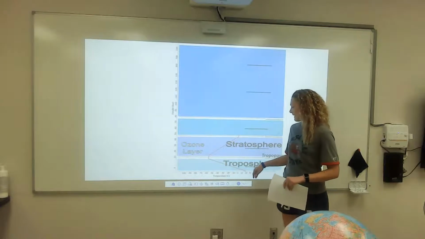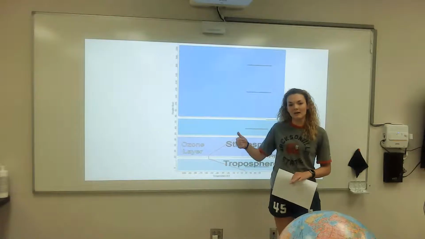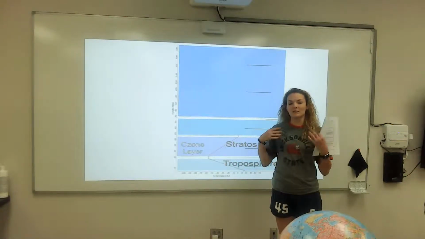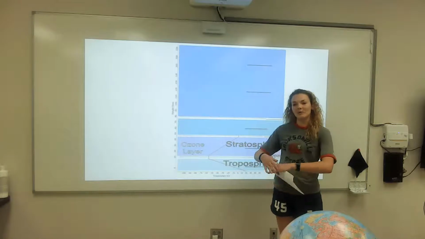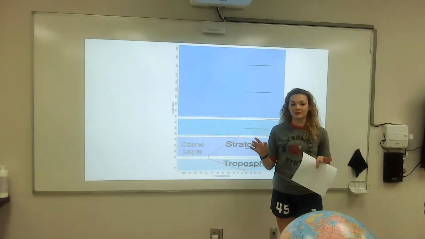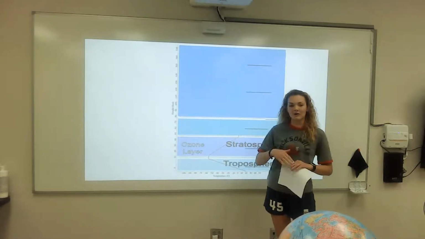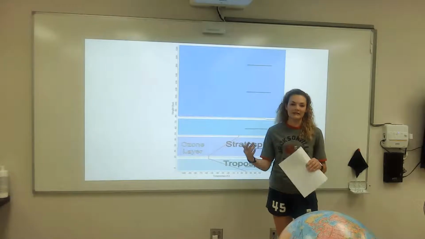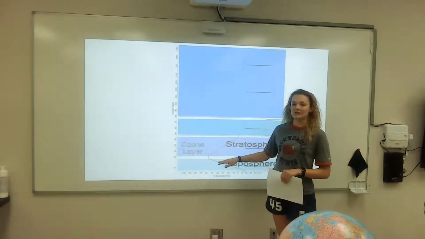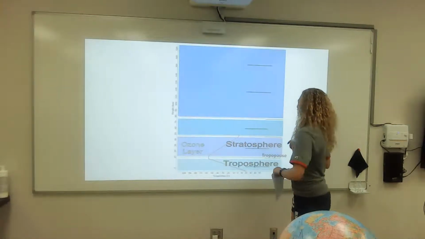And the reason that the temperature drops as you go up in altitude is because the Earth's surface is really warm. It's absorbing all of that heat. And as you get away from the Earth's surface, it's getting colder and colder. So just an important thing to note, I would write down that the troposphere, as you go up in altitude, temperatures are decreasing. So as altitude increases, temperature decreases in the troposphere. That is important. I would write that down.